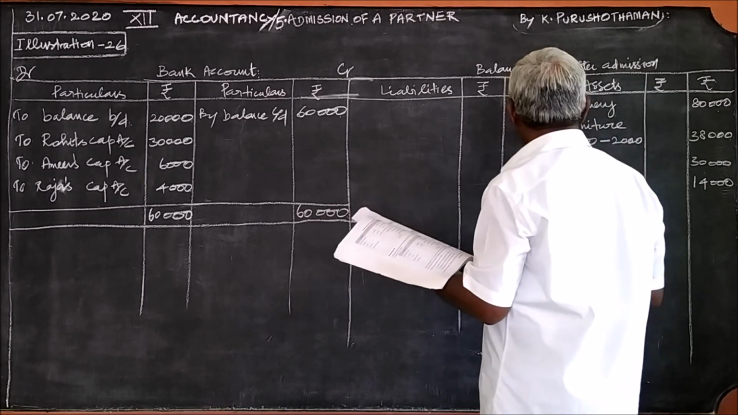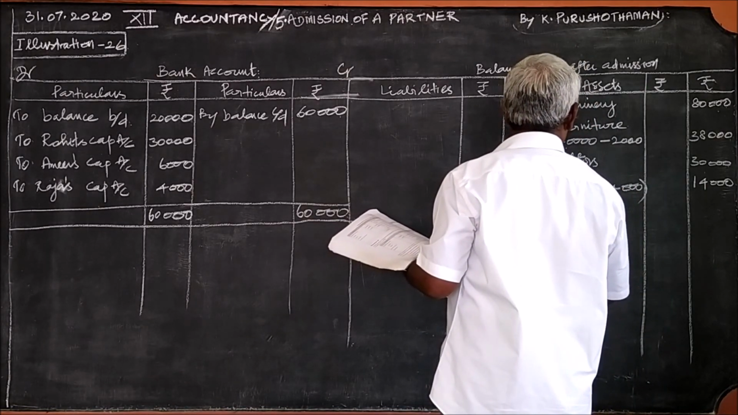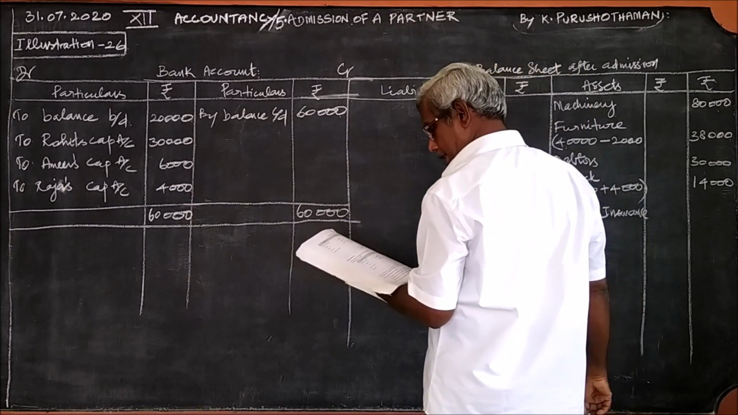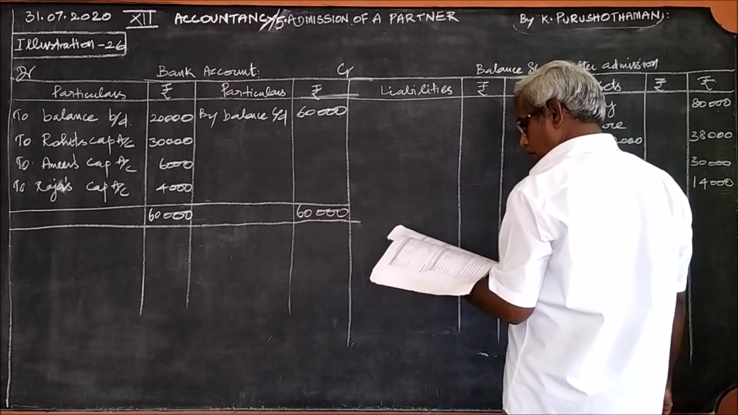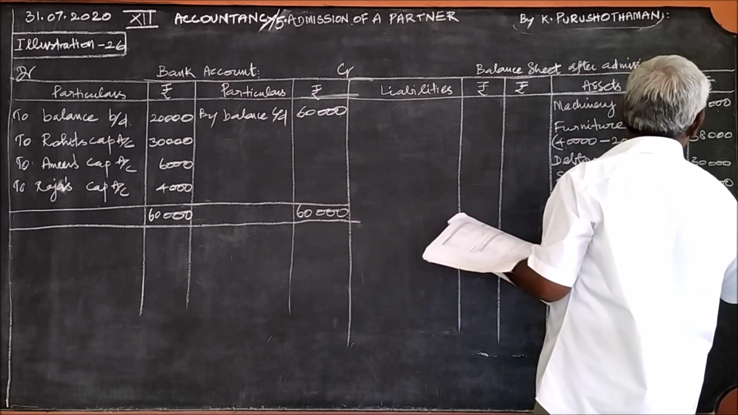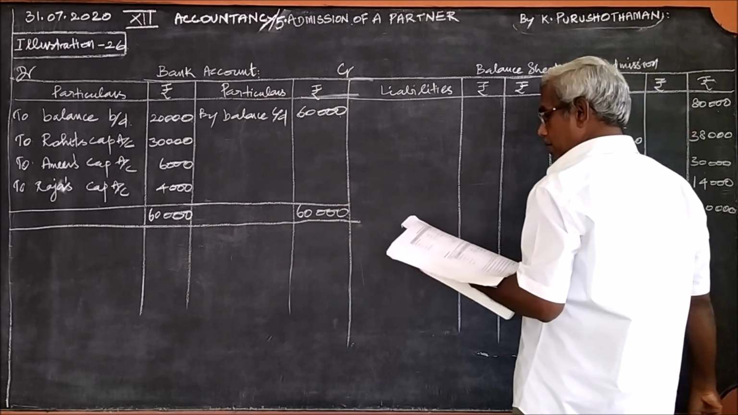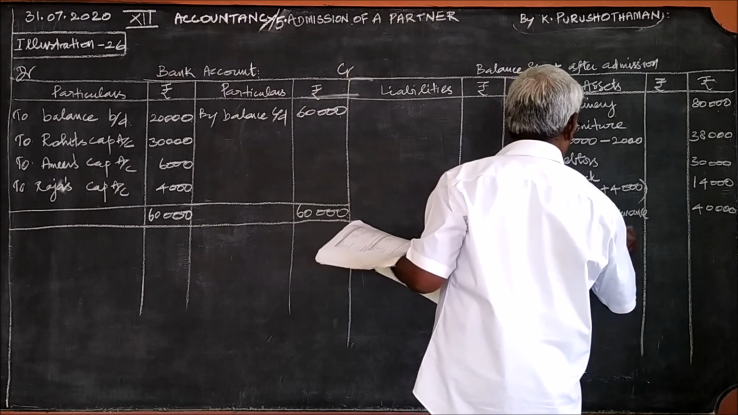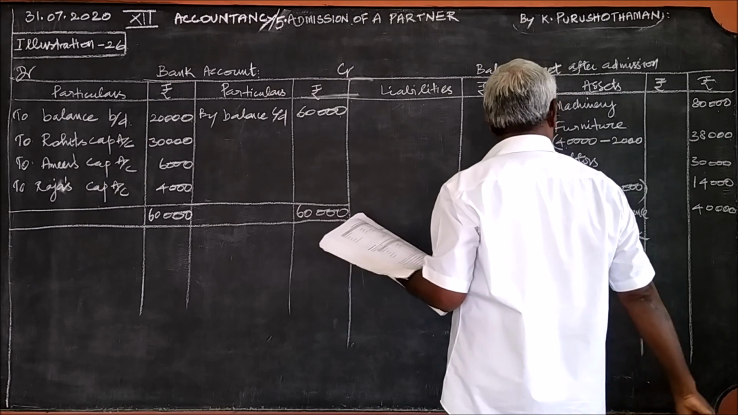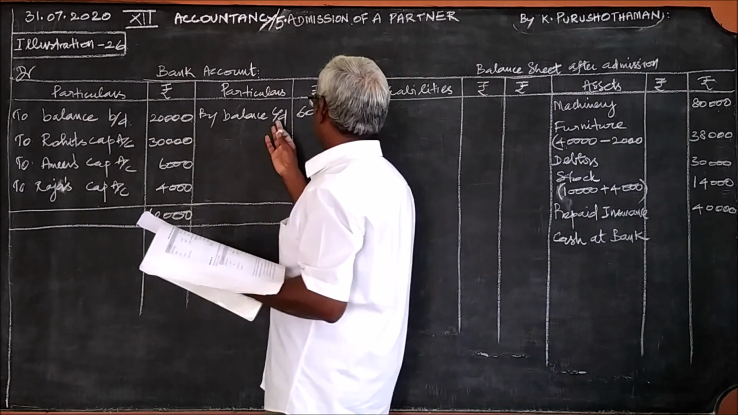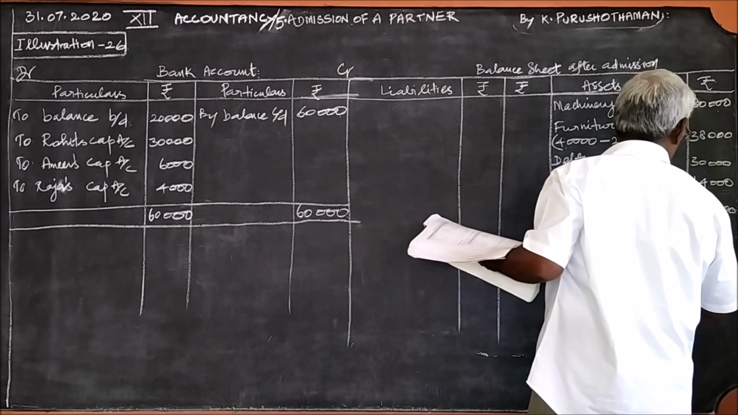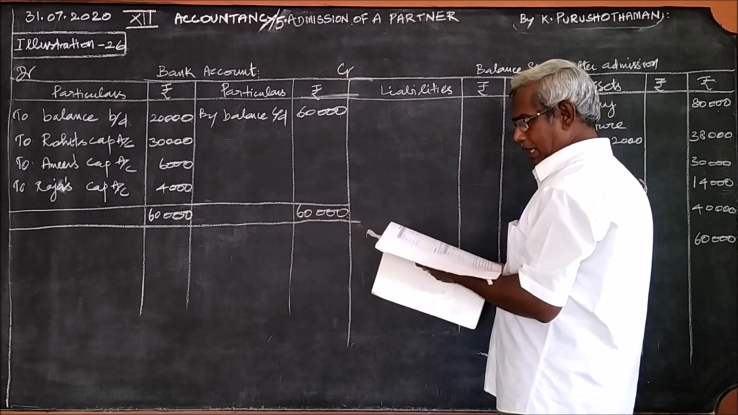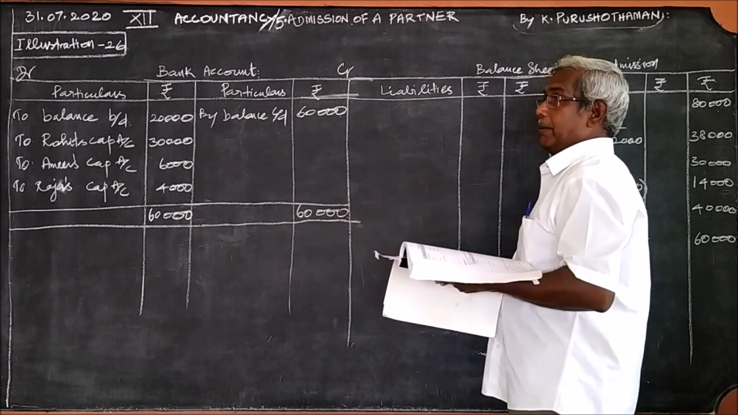Then prepaid insurance. It is an asset always. Prepaid insurance is 40,000. After that, cash at bank. Then what we have decided here? That balance carried down, 60,000. Now what is left with reserve fund? We have already considered it under capital account.